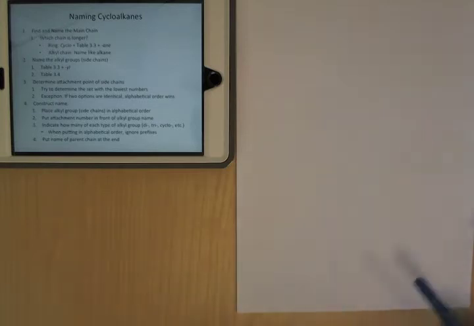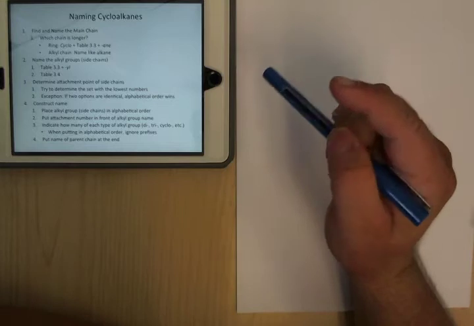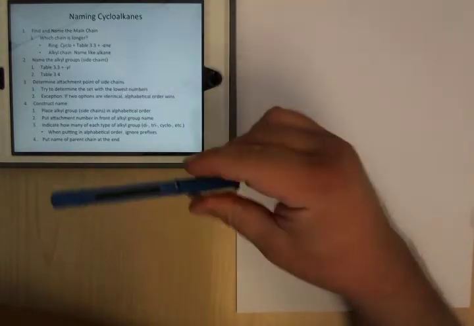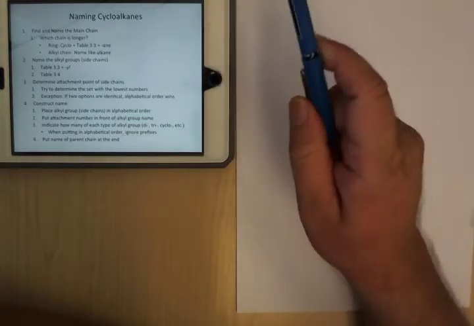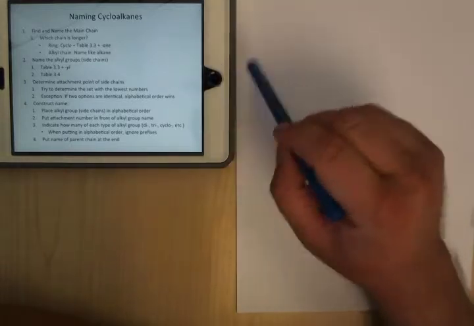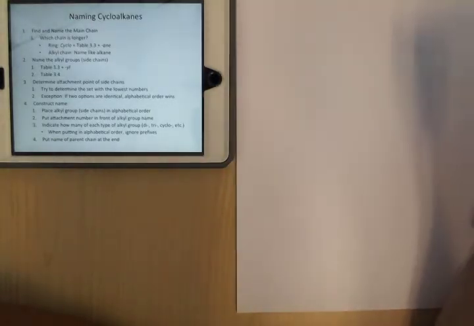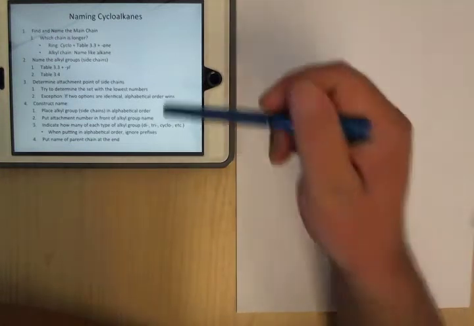The first thing is we always have to find the main chain. Before, it was the longest carbon chain. That rule still applies. However, you have to ask yourself which is longer, the ring or the chain that extends away from it. Most of the time, it's going to be the ring. You consider those separately, the ring and the longest straight chain.